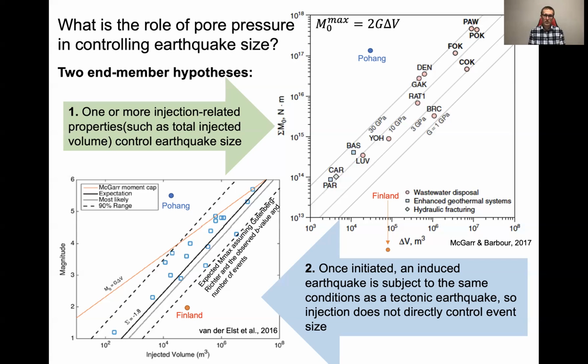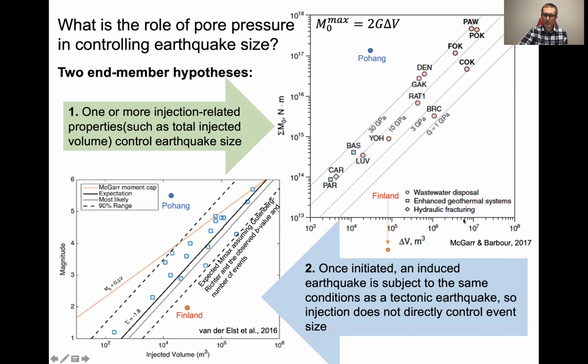Now, these studies both considered a number of prior cases of induced seismicity. Since their publication, we've had a couple of interesting induced earthquakes. One was the Pohang, South Korea earthquake, which was actually well above the limits proposed by both of these models. And the other was the Finland earthquake, which happened during, again, a geothermal stimulation in Finland. And that was below both models. Either way, we have these two end-member hypotheses for what is controlling earthquake size. Is pore pressure controlling earthquake size? And so we want to investigate that.